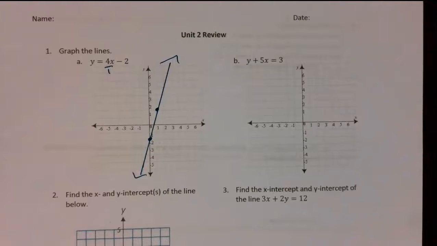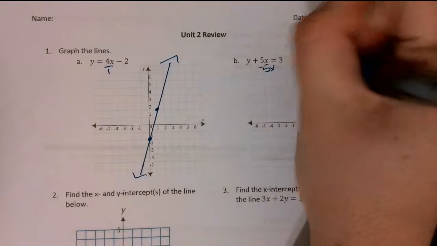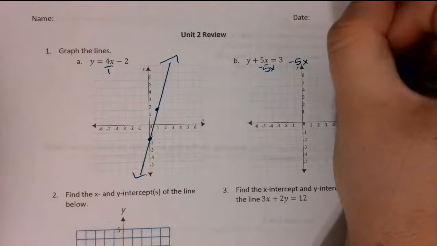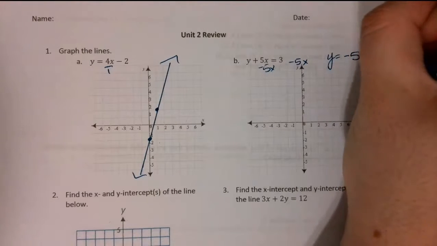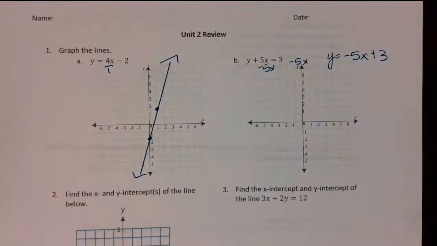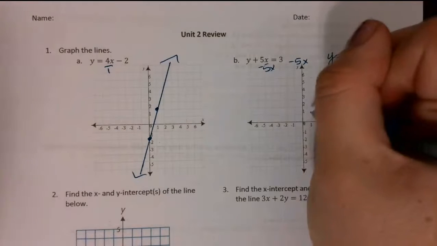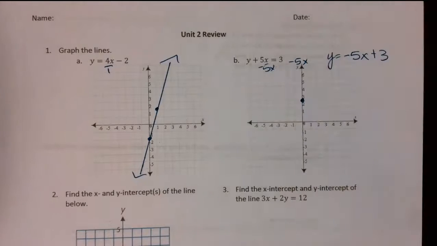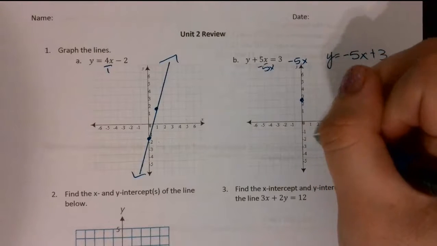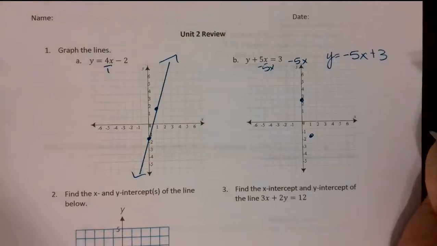For number 2, I need to get it in slope-intercept form, or I can use point slope, or not point slope. I can just use the intercepts to find it. Since I have 5 and 3, it's not going to be whole number intercepts, so what I'm actually going to do is get it into slope-intercept form. So I have y equals -5x plus 3. +3 is my y-intercept this time. Then I'm going to go down 5 squares over 1. And then I want to connect my points.